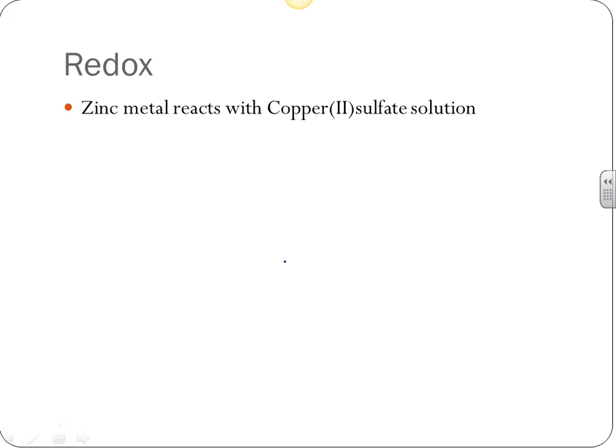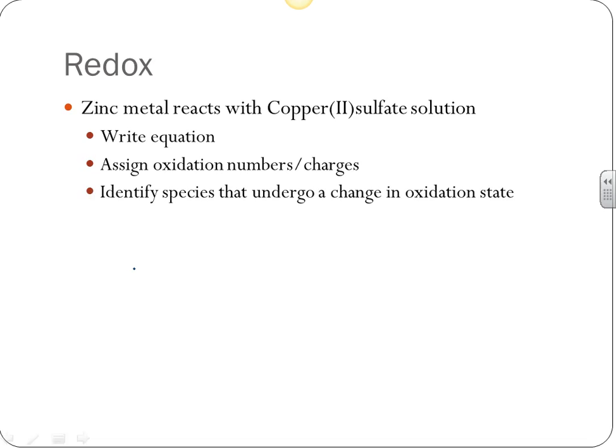All right, so let's take a look at some example problems. We've got zinc metal reacting with copper 2 sulfate. We're going to do several things to this, and you can see the list on your outline. We're going to write the equation, assign oxidation numbers and charges, identify the species that go through a change in oxidation state, identify something called the oxidizing agent and the reducing agent, and write half reactions for the processes.